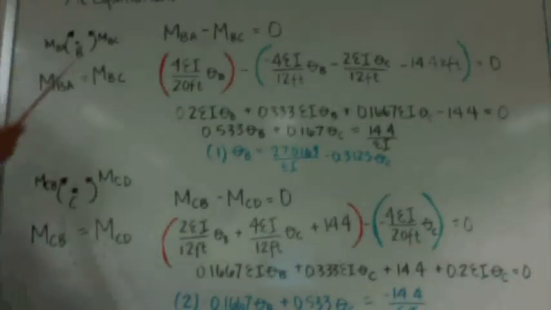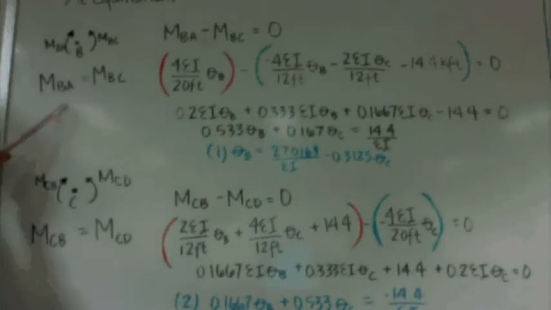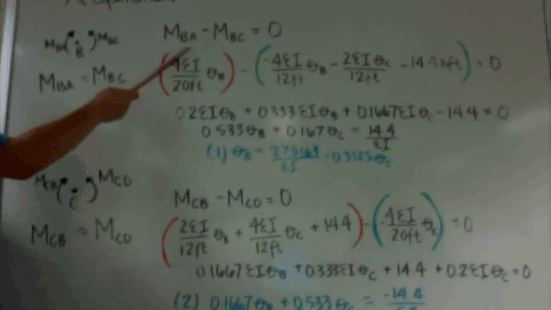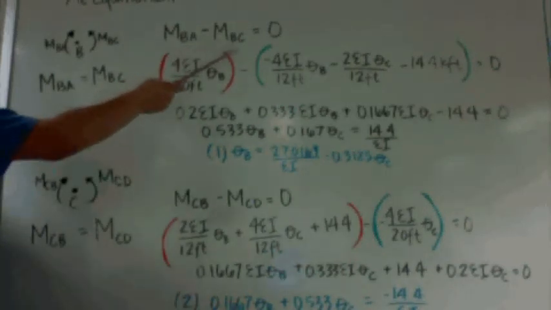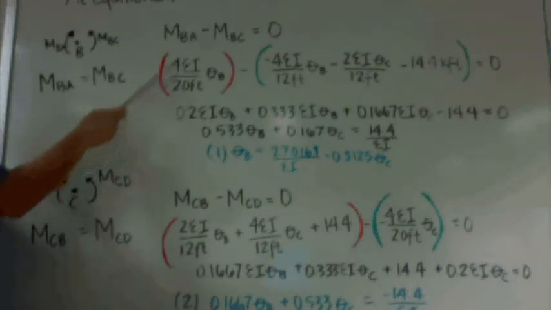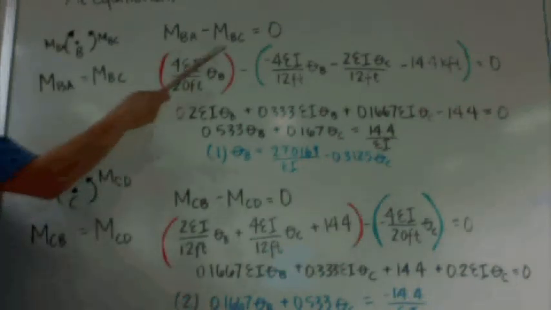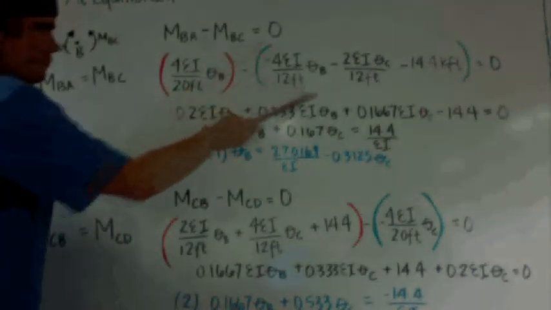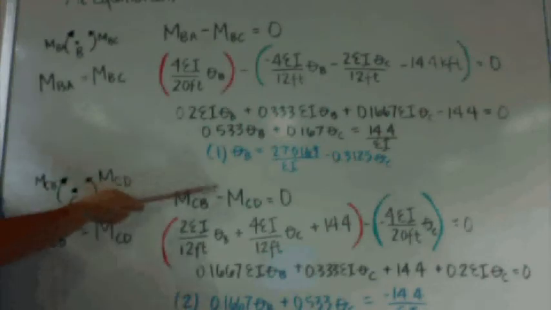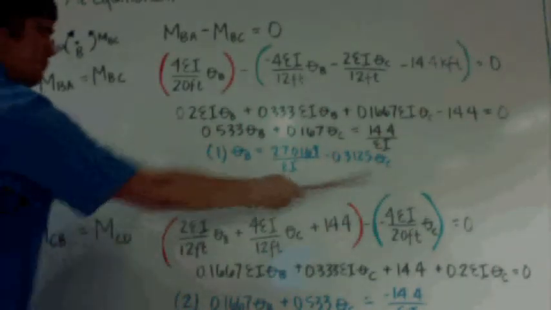From our moment diagram, we could see that at equilibrium, MBA equals MBC. Rearranging that equation, we get MBA minus MBC equals 0. Plugging in the equations for the moments we found previously, we have MBA in red parentheses and minus MBC in green parentheses. Solving this equation, we get equation number 1 in blue.